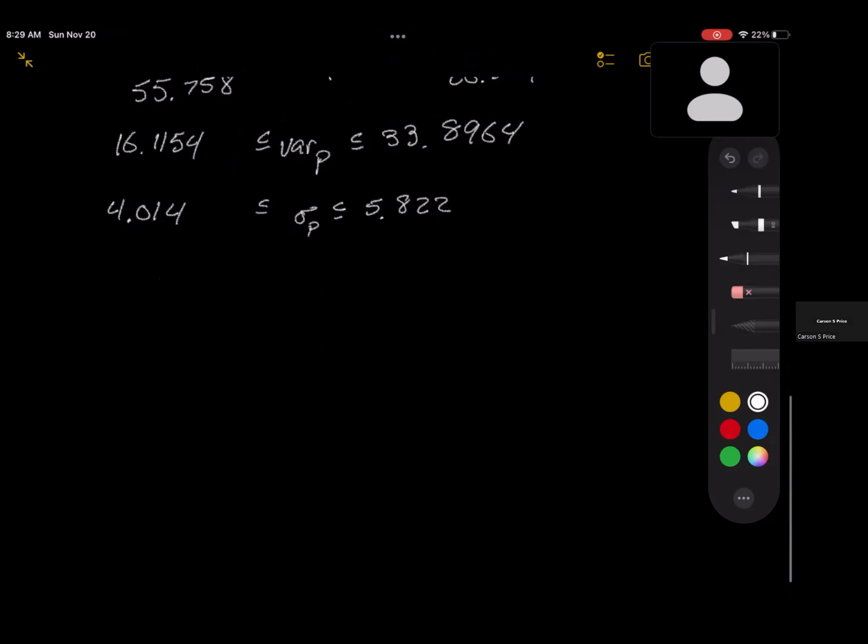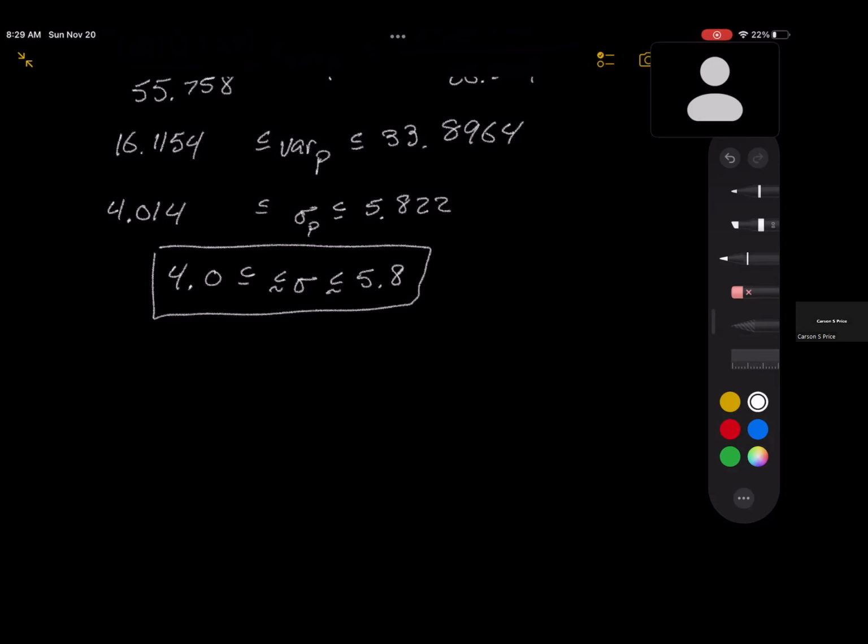Now we only measured out to the tenth place. So let's go ahead and give these a bound: 4.0 and 5.8. All right, that is our interval with 90% confidence for the population standard deviation.